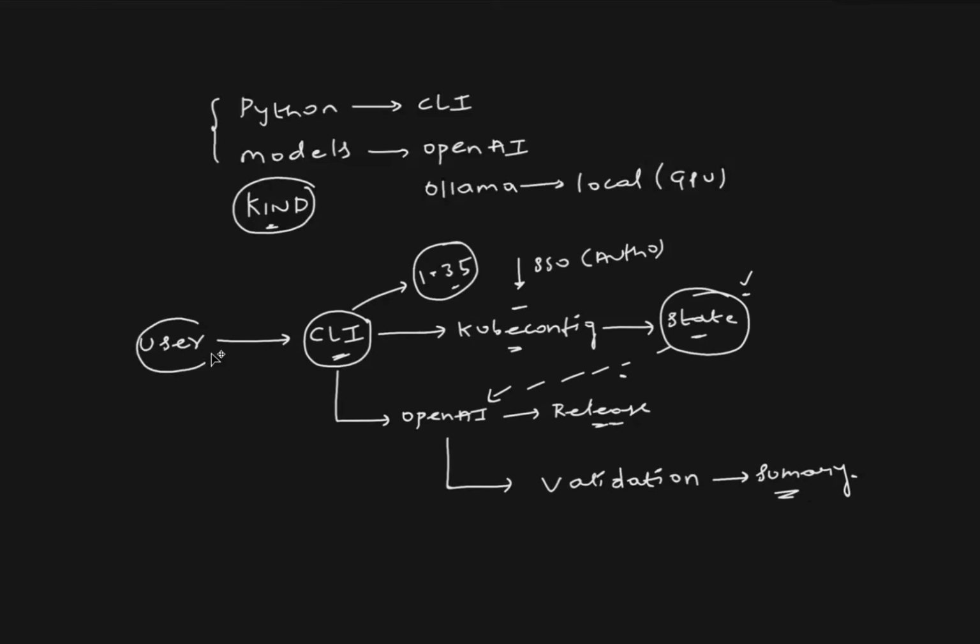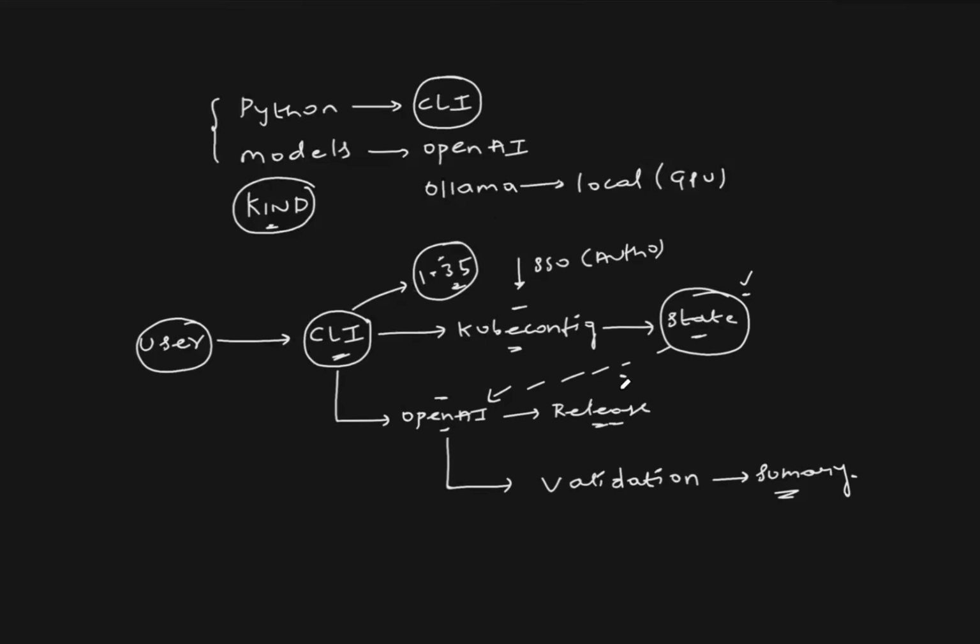So the user interacts with the CLI component that we are going to build. We will make use of Python to create this CLI utility. The CLI takes input, the version, the target Kubernetes version. Let's say it is 1.35. The CLI makes use of kubeconfig. It gets the current state of the cluster, everything that it needs using kubeconfig, like the kubectl commands. In the meanwhile, the CLI makes use of OpenAI. It gets the release notes of the new Kubernetes version.